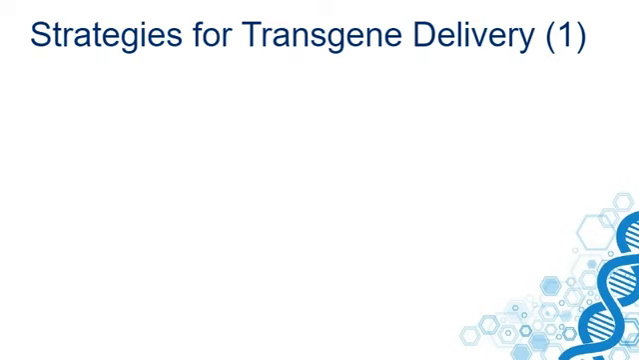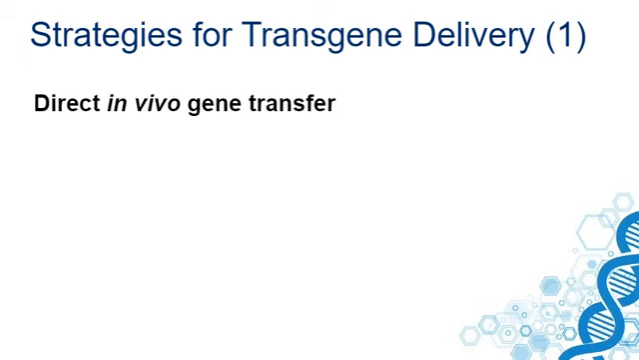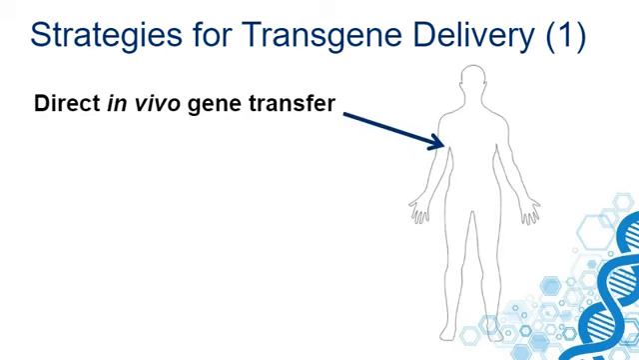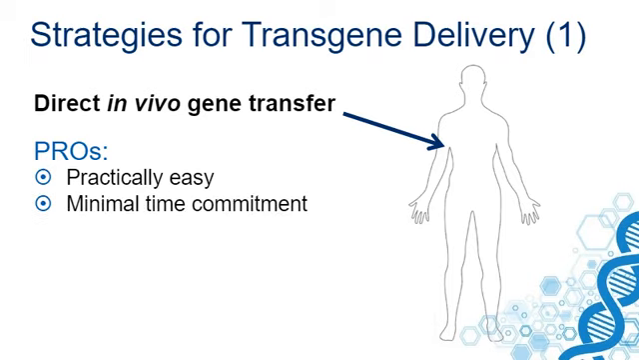The next two slides deal with the general strategies for transgene delivery. The first of those describes direct in vivo gene transfer, in which the transgene is delivered often by either intravenous infusion or possibly by a method like intramuscular injection. The advantage of this is that it is practically easy. It's a minimal time commitment for the clinician and for the patient.